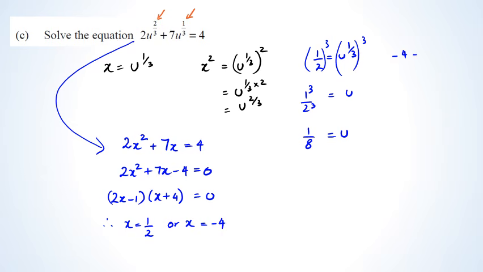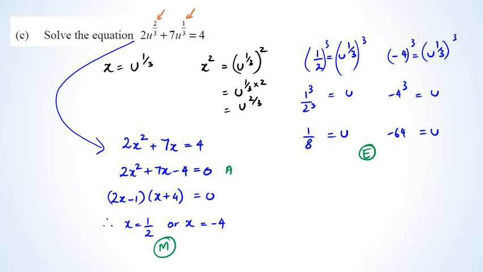So I've got -4 equals u to the power of 1/3. So I've got to cube both sides again to get what u is. So u is equal to -4 cubed, and -64 equals u. So those are my two answers, and to get an excellence you need the two u's. If you got the two x's, then you get merit. Rewriting as a quadratic gets you an achieved. All right, and that's how you do this question, guys. Let's go to the next one.